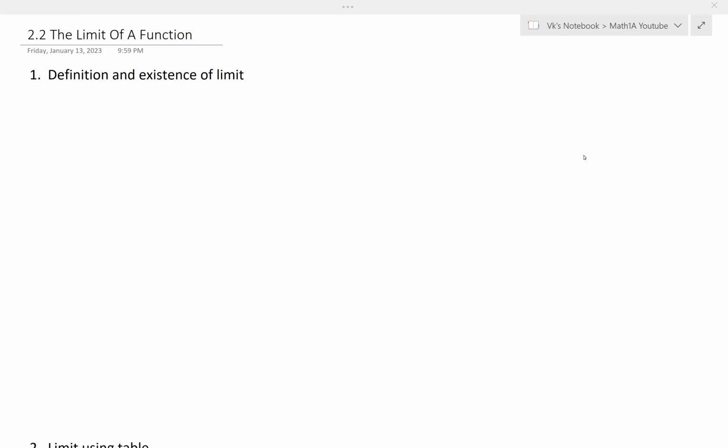Today we explore lesson 2.2, the limit of a function. Let's begin with number 1, definition and existence of limit.